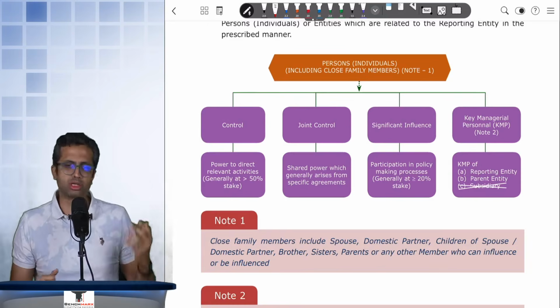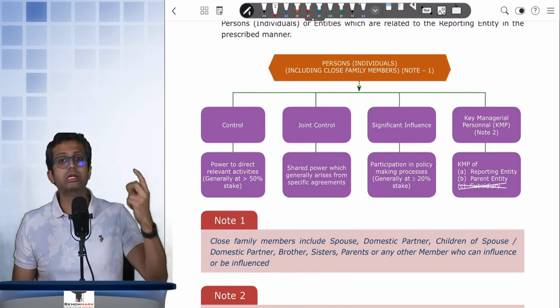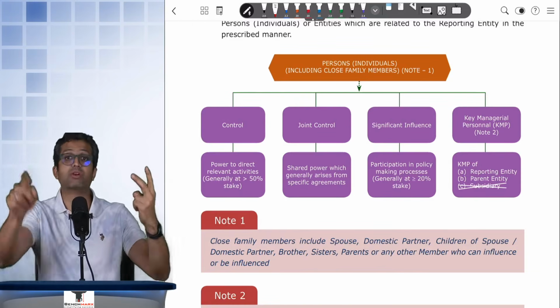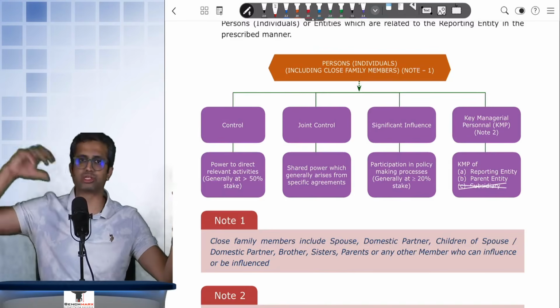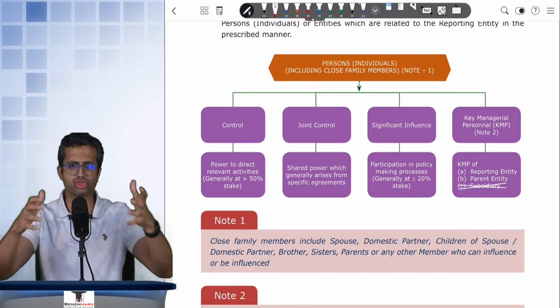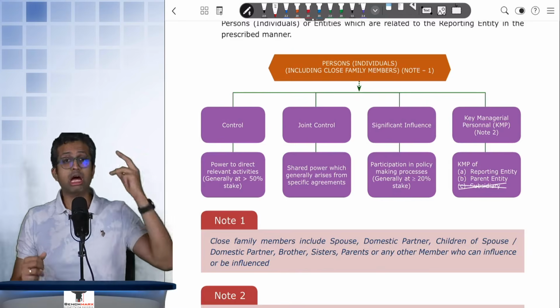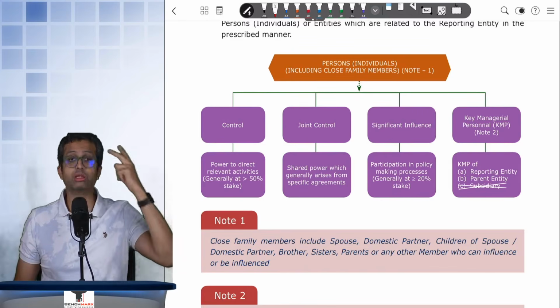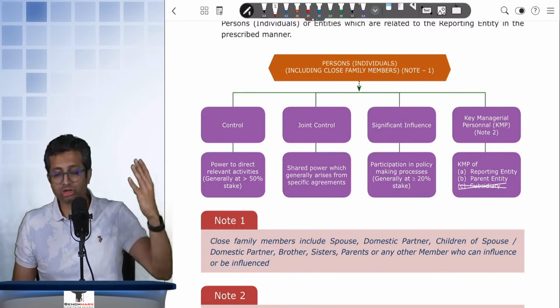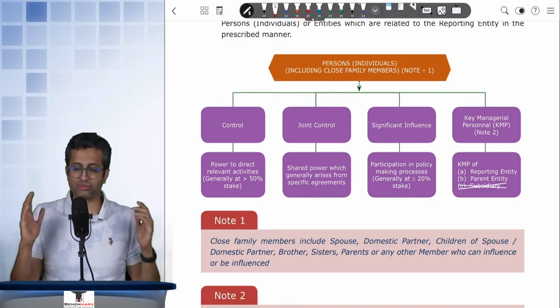So who all is covered under the close family? There can be the spouse, children, even they cover domestic partner. Remember, it's an international standard, and in internationally living relationships, domestic partners are quite common. Hence your spouse, children, domestic partner, children from the domestic partner, all of these are related parties.